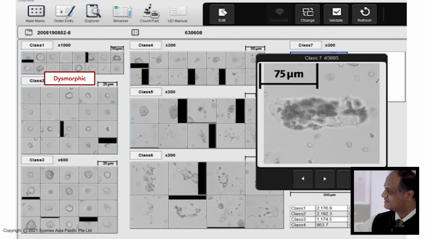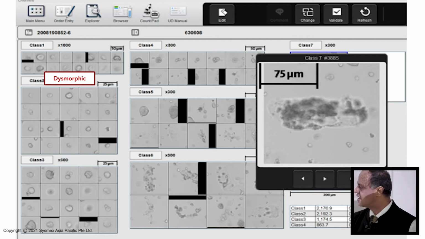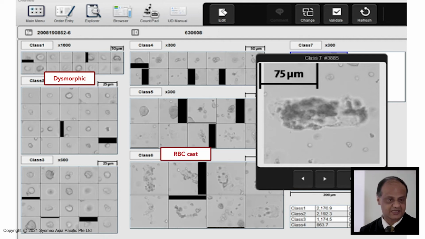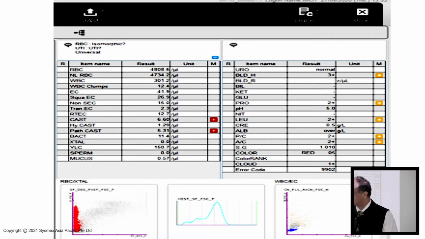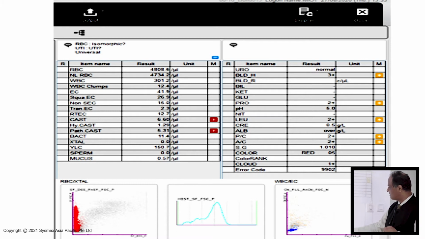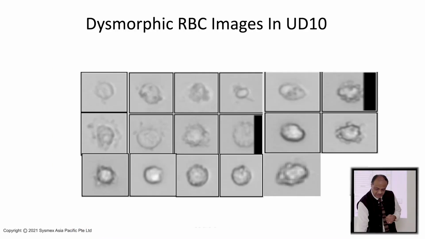You have in class 6 the distribution of the RBC cast, and you see a beautiful illustration of all three. You have the scatter plot showing RBCs, and you have the epithelial cells or the renal tubular epithelial cells itself. Now, let us see how dysmorphic RBCs can be displayed in our UD itself. In UD, these are the various varieties of the dysmorphic images we got in this case.